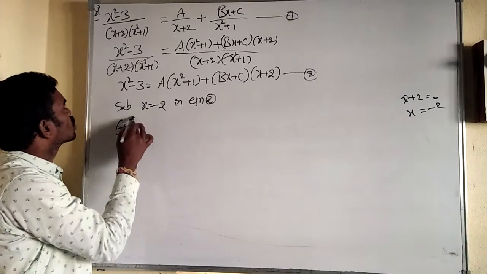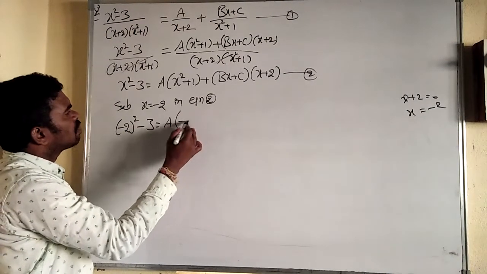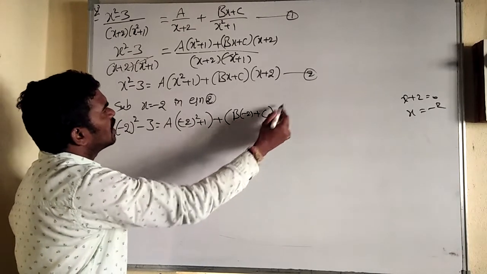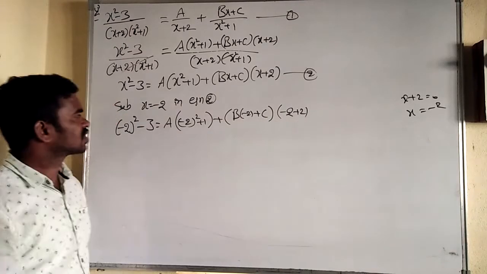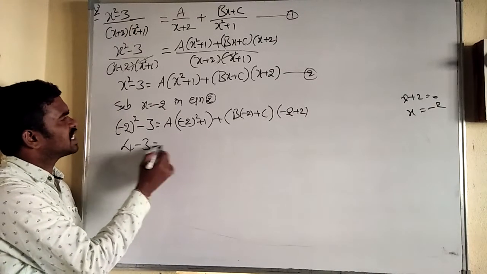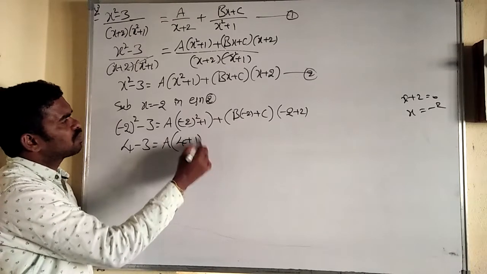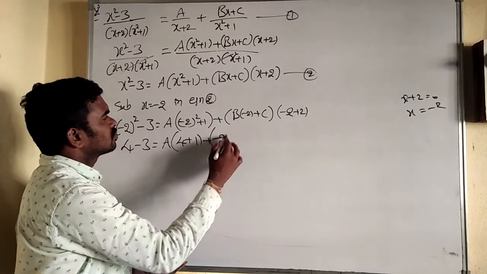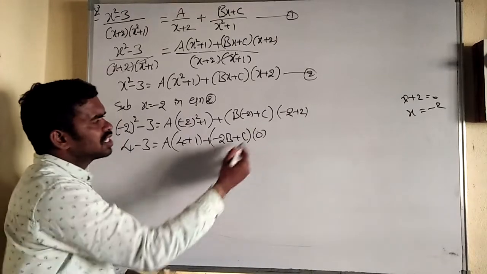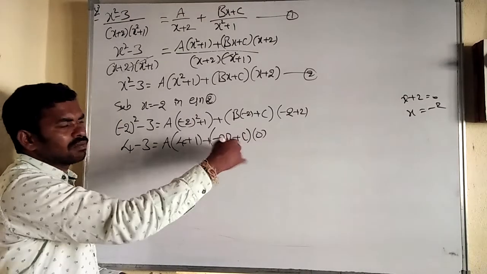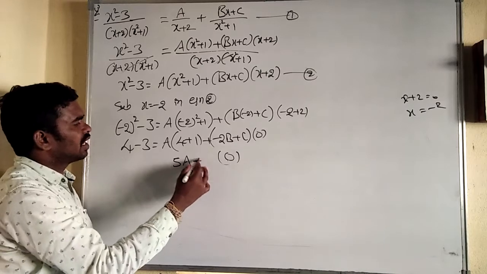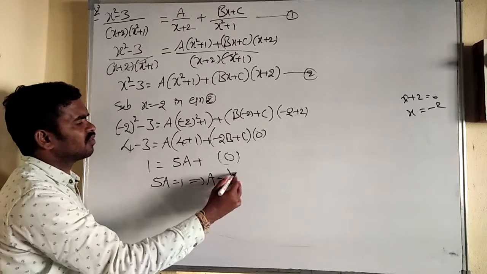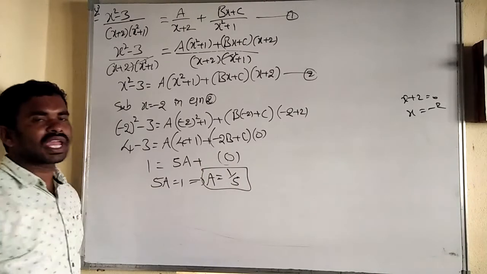So (−2)² − 3 = A((−2)² + 1) + b(−2) + c(−2 + 2). Now (−2)² is +4, and −3 as it is; A into ((−2)² is 4, plus 1) as it is; b into −2 is −2b, plus c into (−2 + 2) is 0. See, 0 into something is 0. Completely 0. 4 plus 1 is 5A. This is 5A, and 4 minus 3 is 1. So finally 5A = 1 we got. Then the A value becomes 1/5. Okay, A value got.